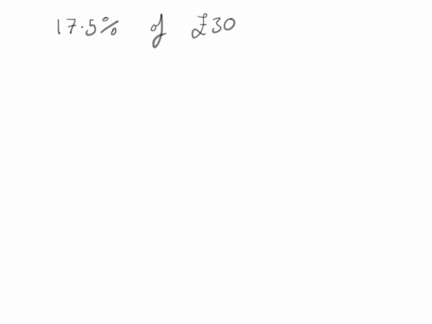Well, a good way to do this is to break this down into smaller chunks. First of all, we could find 10% of our £30. And to find 10%, a good thing to remember is you can just divide your amount by 10. That's a convenient way of finding 10%. So 30 divided by 10 is 3. So the 10% of £30 in that case is £3.